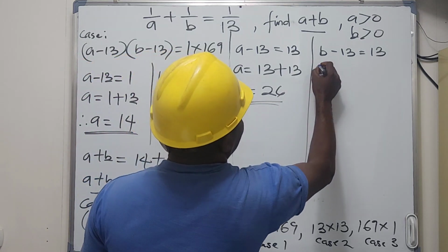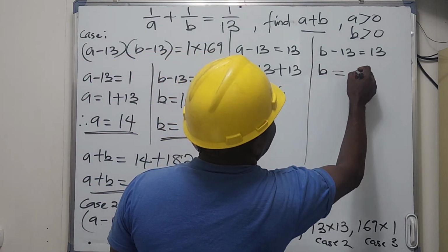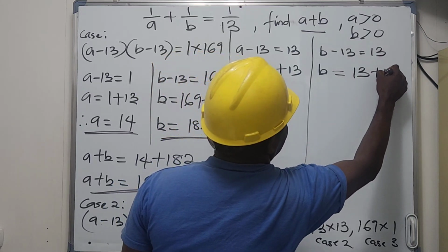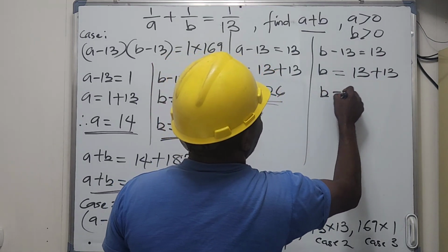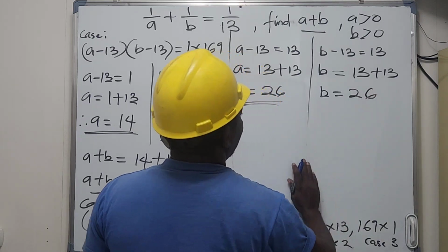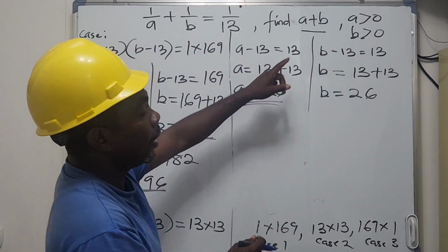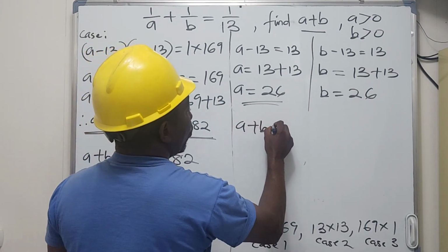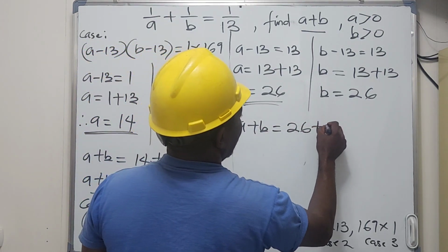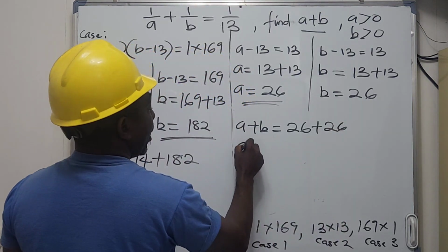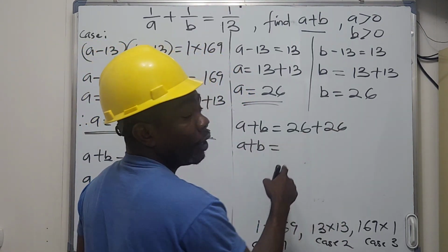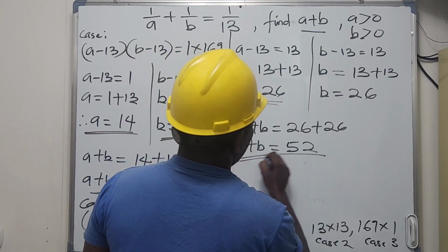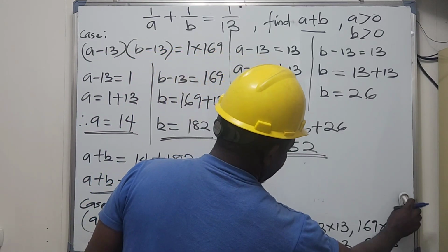So on the other side, we have b equals 13. When minus 13 is transposed to the other side, it becomes plus 13. So we have the value of b equals 26. Therefore, from our question, we are asked to find the value of a plus b. So the value of a plus b will become 26 plus 26, which gives 52. So this is the value of a plus b for the second case.